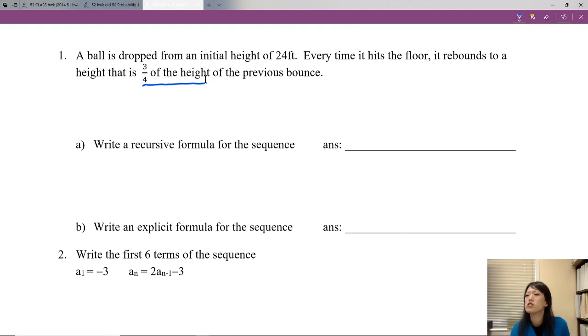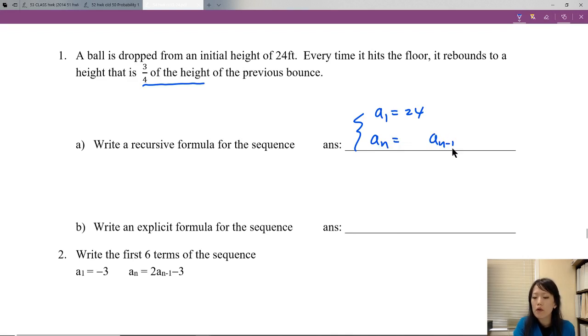Is this arithmetic or geometric? It times 3/4 times 3/4 times 3/4. Yep. So recursive is easy. a1 is the first initial height, 24. Every subsequent one, you take the prior one, a sub n minus 1, right? And you times by 3/4. This is for every single one after the first bounce. This is 2. You take the first bounce times 3/4. The third bounce would be the second bounce times 3/4.